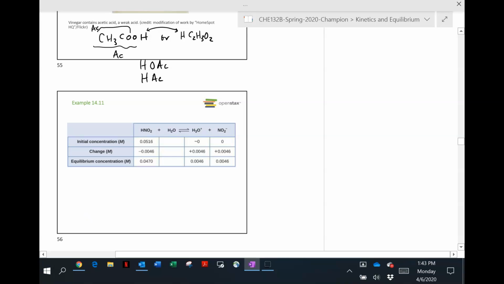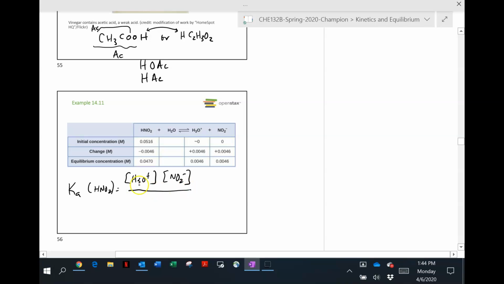Alright, so here is a case where we've got a weak acid. HNO2 is nitrous acid, and we're given full information about the ICE chart. So we know that at equilibrium we have these concentrations. So we could write the equilibrium expression for this, Ka for HNO2 is going to be equal to the hydronium ion concentration times the nitrite concentration.